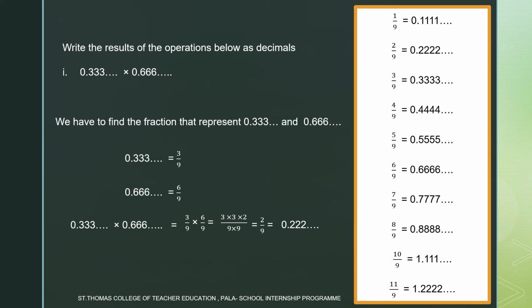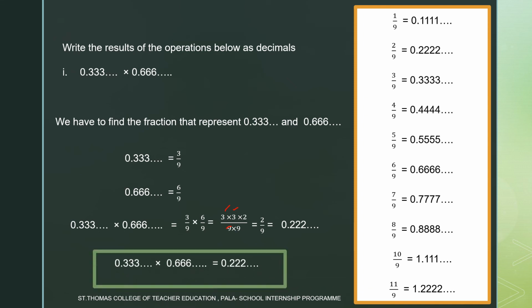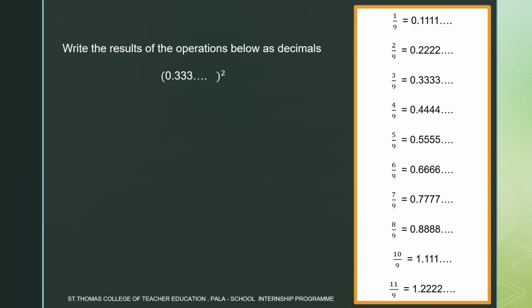How does the cancelling occur? These 3 and these 3 give 9. And we can cancel one 9 with these two 3's. And finally we get 2 by 9. And so 2 by 9 corresponds to 0.222. So here our answer is 0.222 etc. Okay, let's discuss another problem.